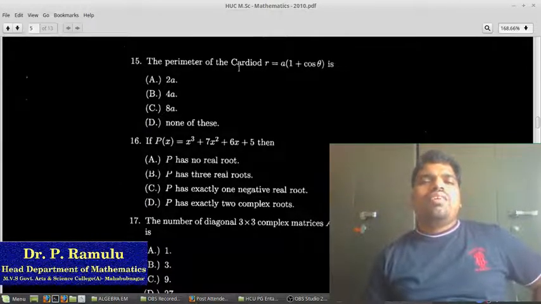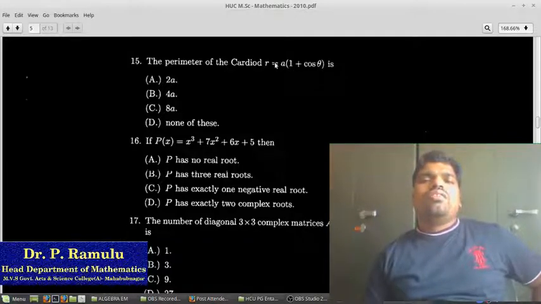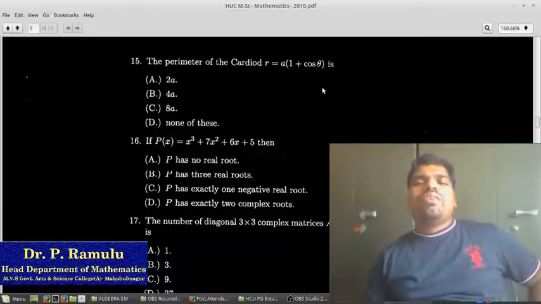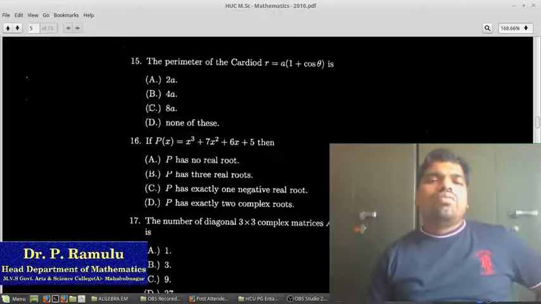The perimeter of the cardioid r equal to a into 1 plus cos theta is... పెరిమీటర్ ఆఫ్ కార్డియాయిడ్ ఏమవుతుందంటే, this is the length of this cardioid, nothing but from minus pi to pi, square root of r squared plus (dr/dθ) squared dθ. You can apply the formula and apply limits. So answer will be 8a. Already we learn in first semester this topic.